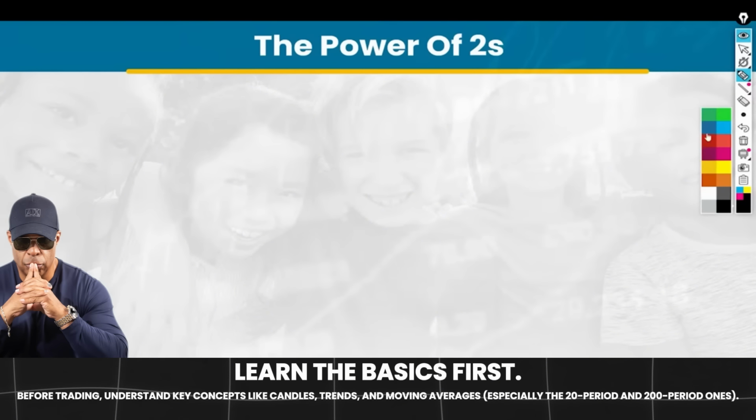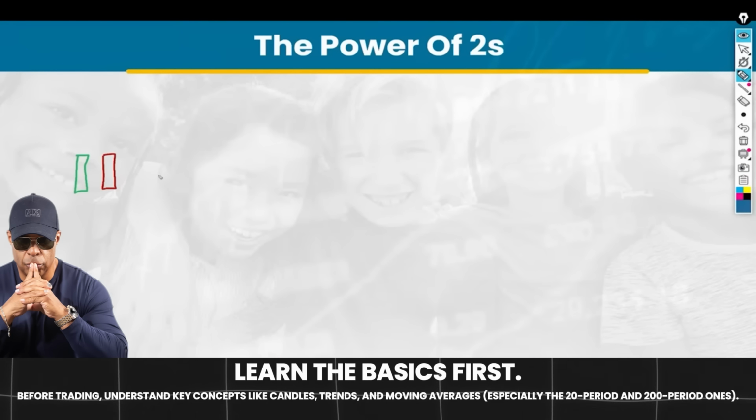In a sense, there's only two colors in the market. There's green and there is red. Two colors, green and red. There's two moving averages that we teach our traders to focus on: the 20-period moving average, we teach them how to use this, and the 200-period moving average. So see, two colors, two moving averages.